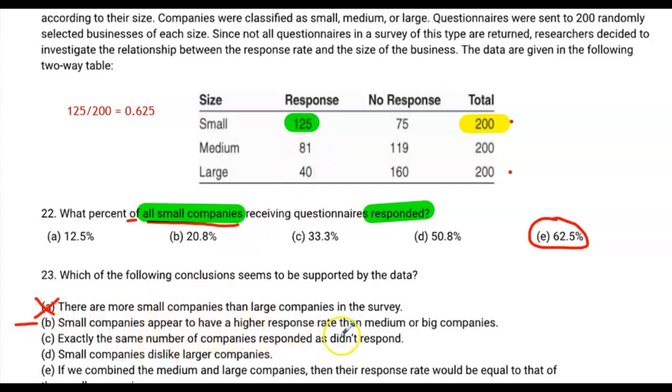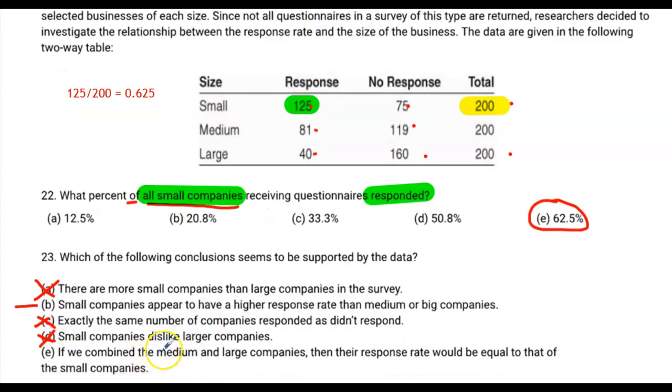Exactly the same number of companies responded as didn't respond. These numbers don't match up, folks, right? So it's not the same number that responded or didn't respond. Small companies dislike larger companies. Couldn't possibly tell you from the data, not borne up by the facts.